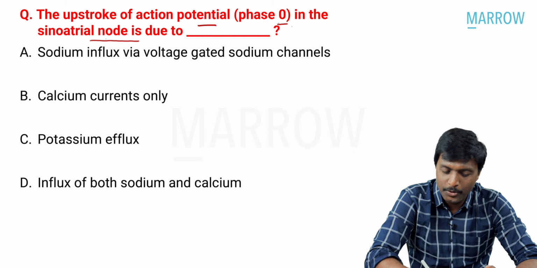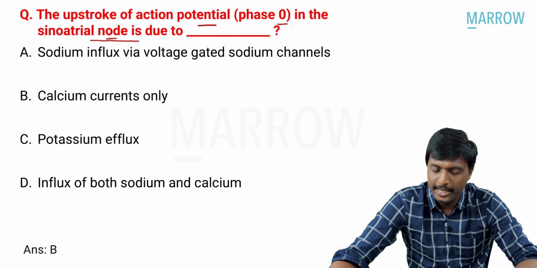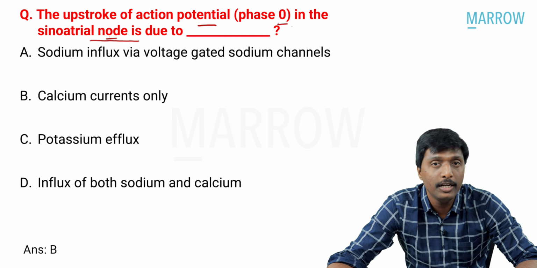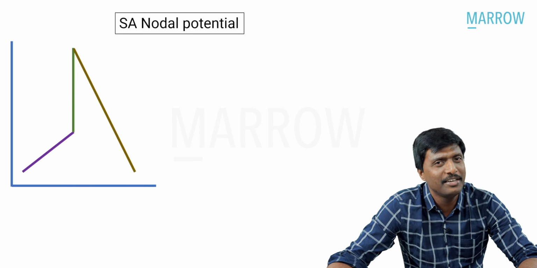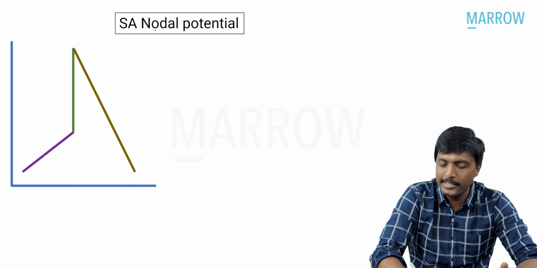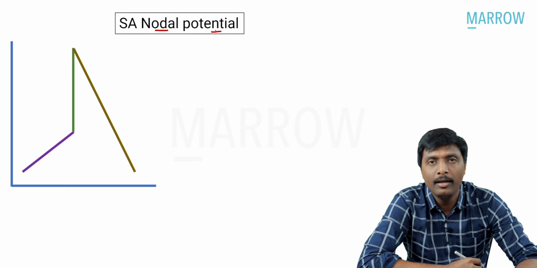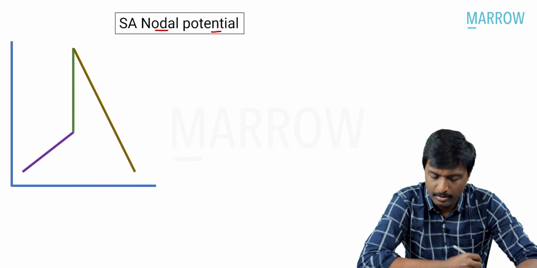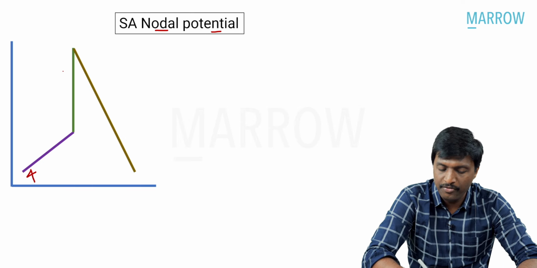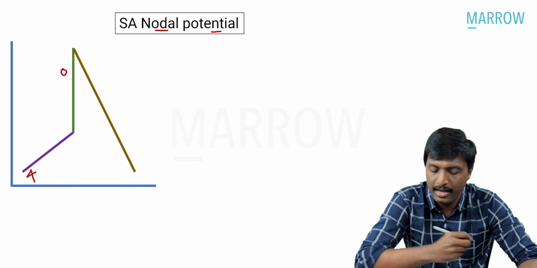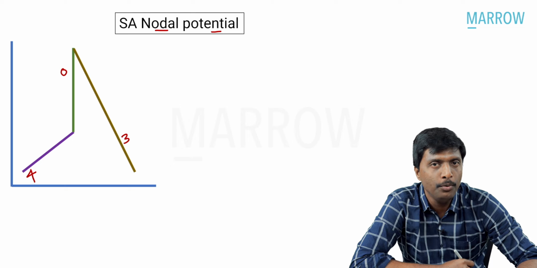Here it is about the SA nodal potential. The answer for the question: phase 0 is exclusively because of calcium currents only. Why, sir? I thought you already covered this in the main videos and revision videos. SA node is also considered to be the pacemaker. This SA nodal potential has three important phases, guys: phase 4, phase 0, phase 3.